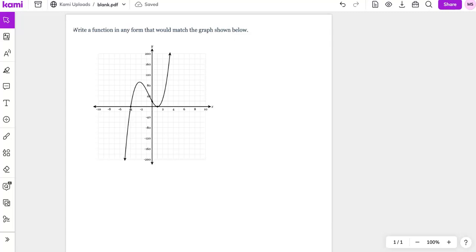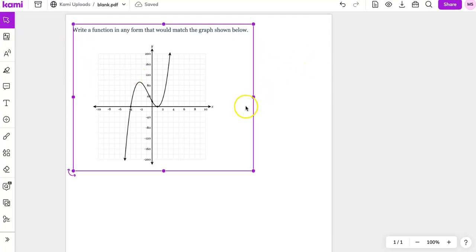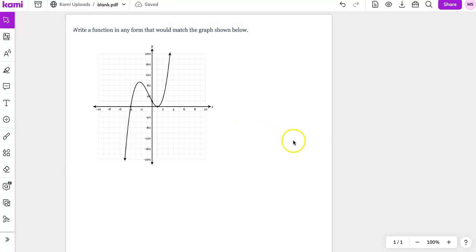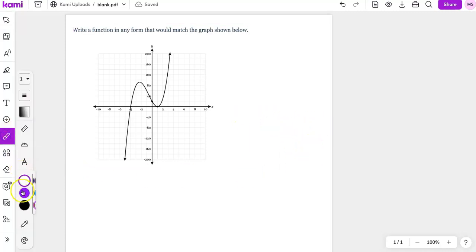Okay, so in this video, I'm going to show you how to write an equation for a polynomial function from its graph. This is one of the last few questions on the Delta Math. They're going to give you a graph and ask you to write the equation in factored form. So the first thing you want to do is look at the graph and see where it has x-intercepts, which are also called zeros.